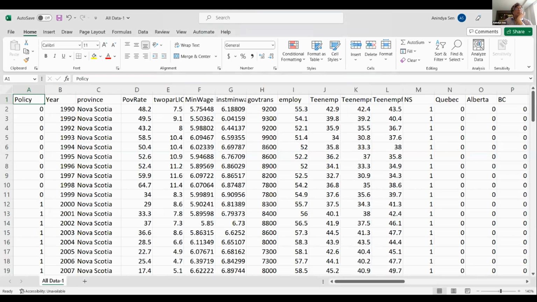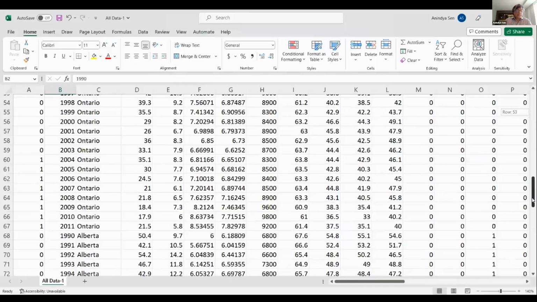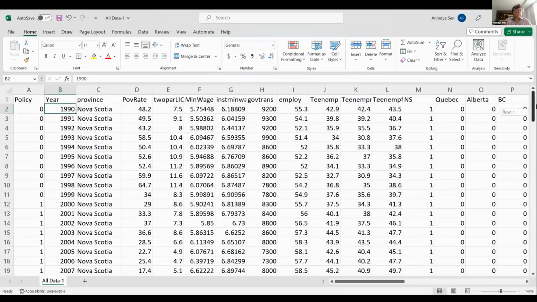So here's my data sheet. And you can see my data sheet. And here's the poverty rate we're using. Here's the minimum wage. And what you can see is that I have data, I think, for 5 or 6 provinces from 1990 to 2011. So I have data for Nova Scotia, Quebec, Ontario, Alberta, and BC. Okay, so I have a data set of about 110 observations. And so, for the purposes of this exercise, that's not a bad data set, okay? I know we have big data sets of millions of observations, but for this type of policy analysis, this is not bad.